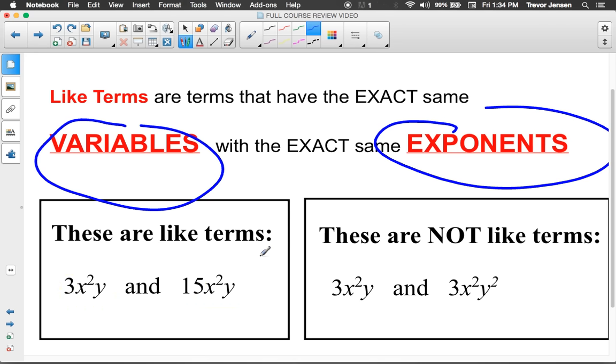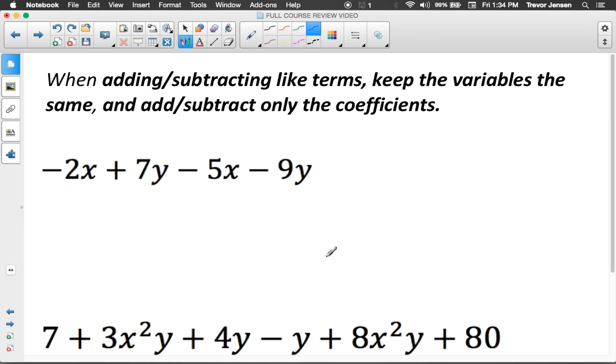So if we look at these 2 here, these are not like terms. Why? Because this one has a y to the power of 1, this one has a y to the power of 2, so they don't have the same variables with the same exponents, so they are not like terms. Why do we have to be able to know what like terms are? Because we can collect like terms together. For example, here I have 4 terms that are being added or subtracted from each other.